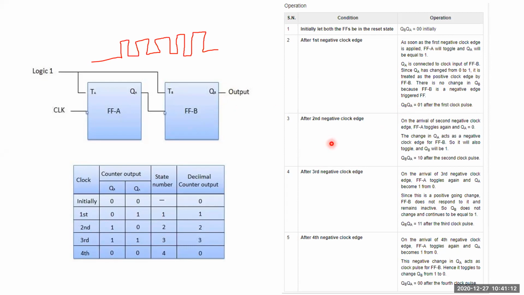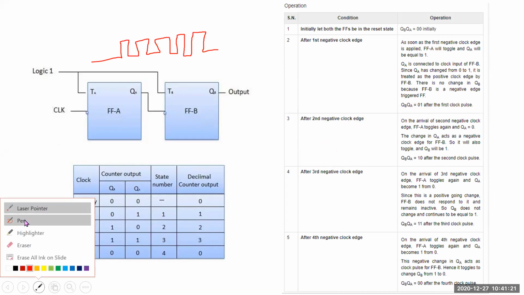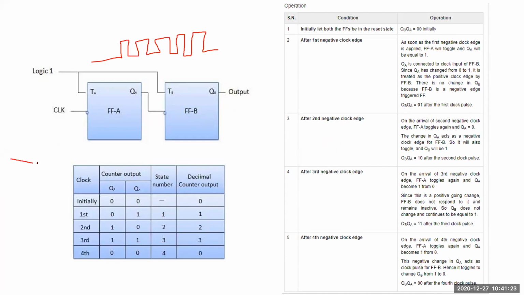Now let us see what happens for the second negative clock pulse. At the first negative clock pulse, what has happened? You have got an output: 0 1 has been produced. At the positive edge, it will not be working. As I told you, it works on the negative clock, so at the positive edge it will not be working.